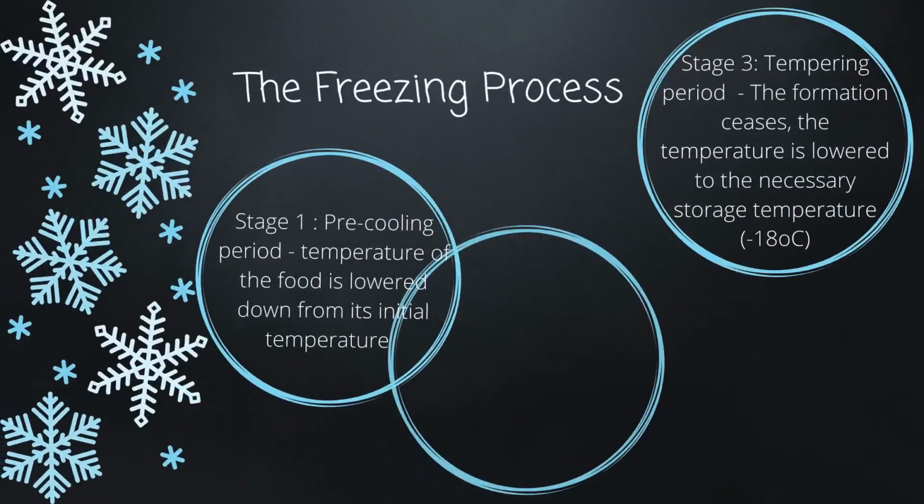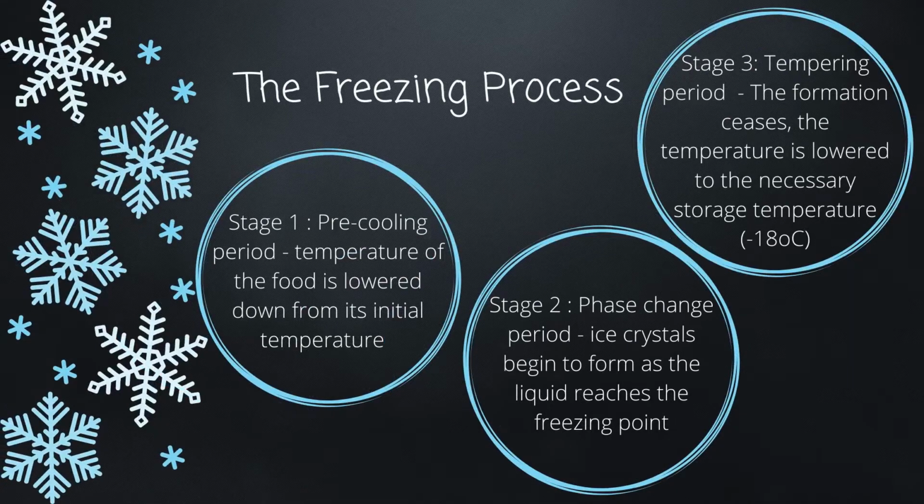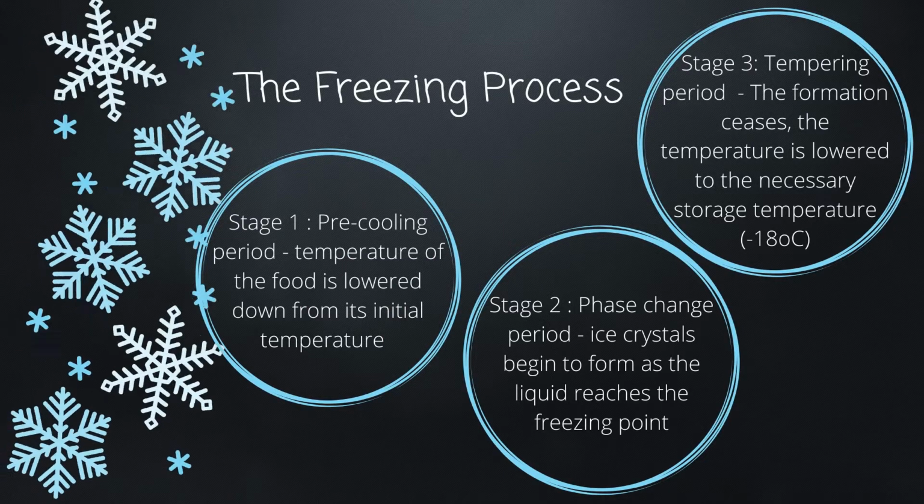There are three stages in freezing. Stage 1, pre-cooling period, where the temperature of the food is lowered from its initial temperature. Stage 2, phase change period, ice crystals begin to form as the liquid reaches the freezing point. Stage 3, tempering period, the formation ceases and the temperature is lowered to the necessary storage temperature, -18 degrees Celsius.